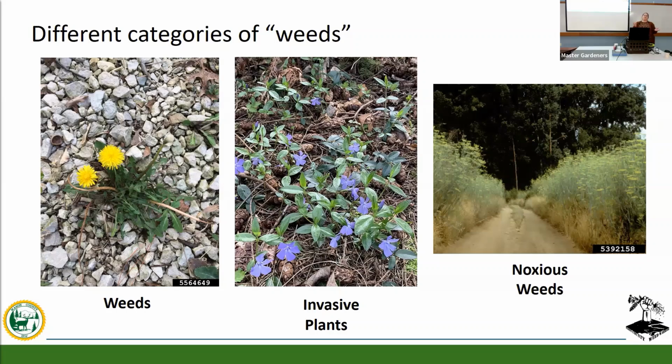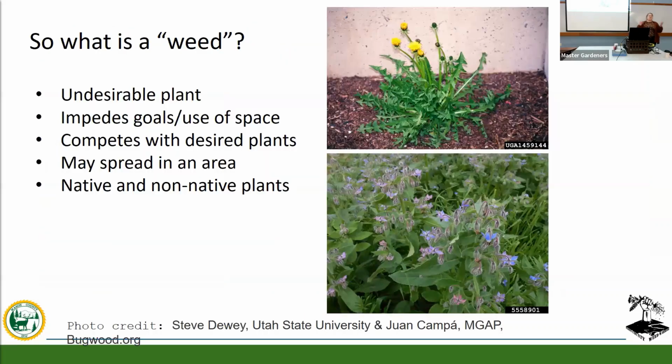Sometimes we use the word weed to casually refer to many different plants. And when I thought about this, what I realized is we really break it down into usually 3 groups of problem or nuisance plants. We have common garden weeds, we have invasive plants, and then we have noxious weeds. So what is a weed? A weed is an undesirable plant.